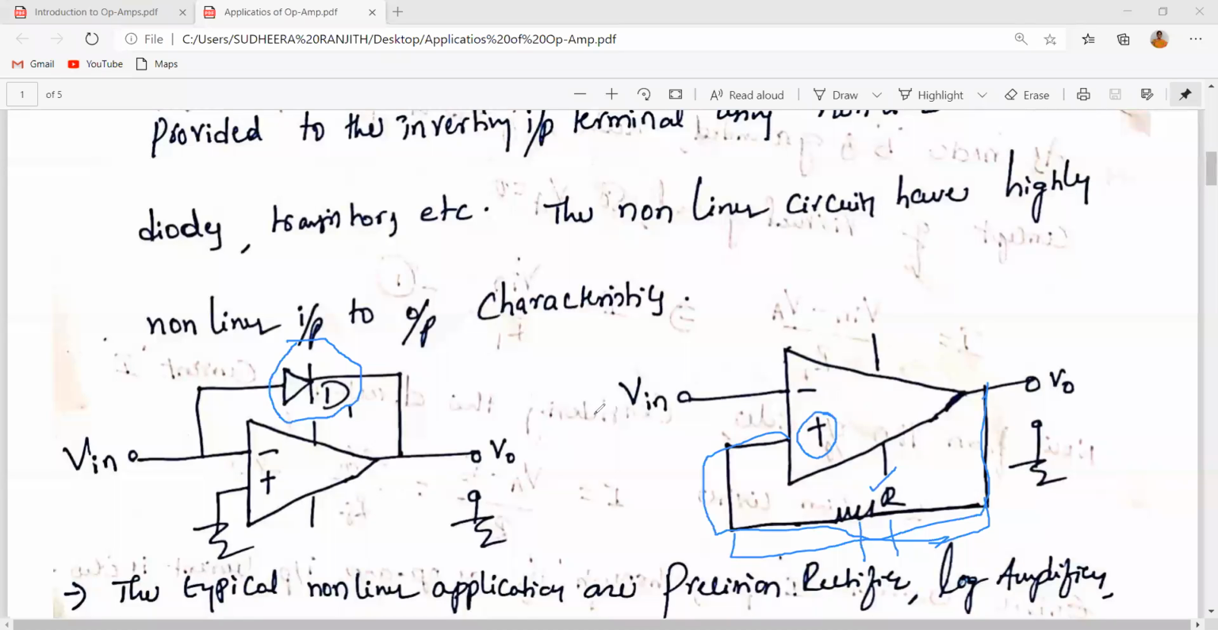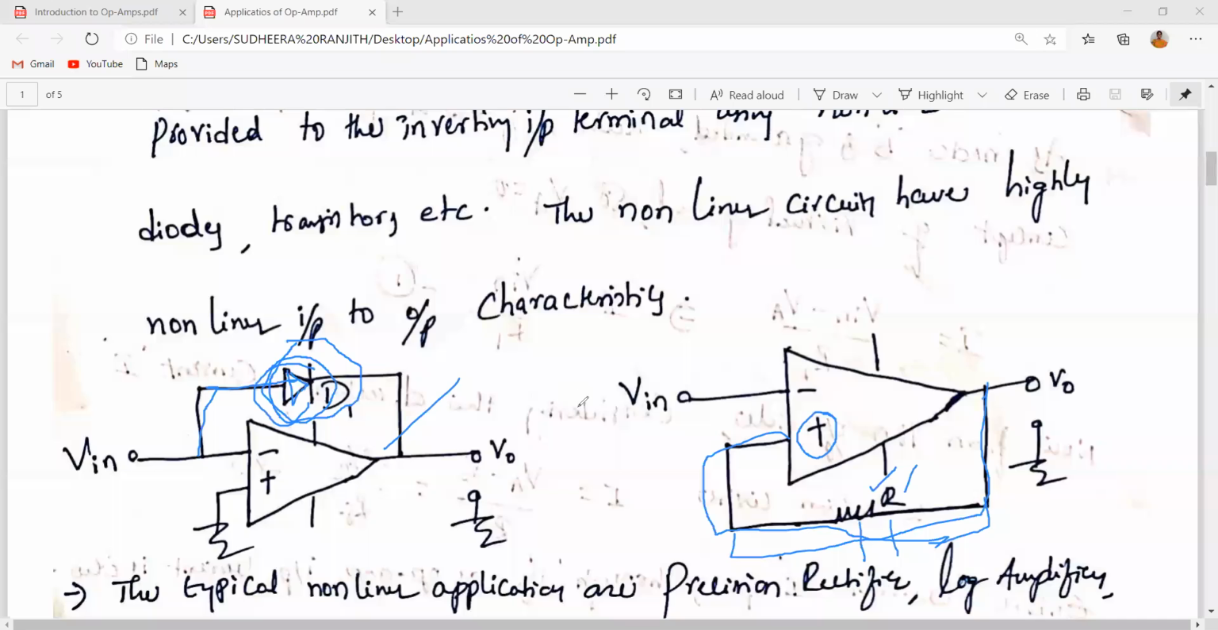So similarly, in nonlinear applications, we use negative feedback also sometimes, but in the feedback path, instead of R and C, we use non-linear elements. Non-linear elements are nothing but we connect a diode or a transistor in the feedback path. So connecting non-linear elements in the negative feedback path becomes one of the non-linear applications of op-amp, right?